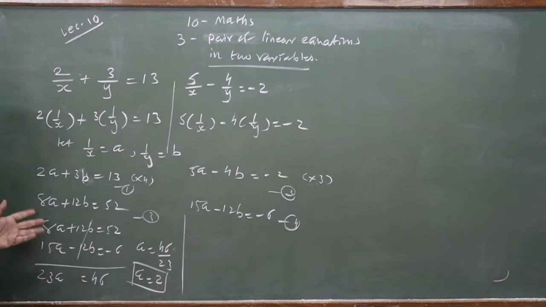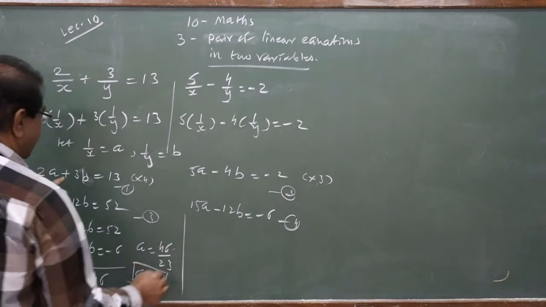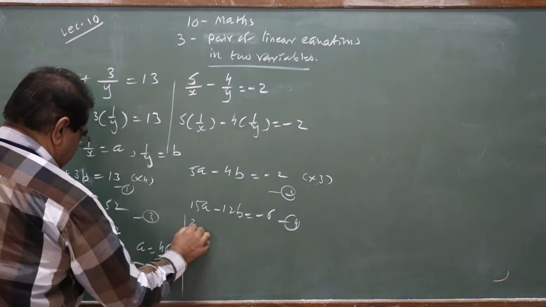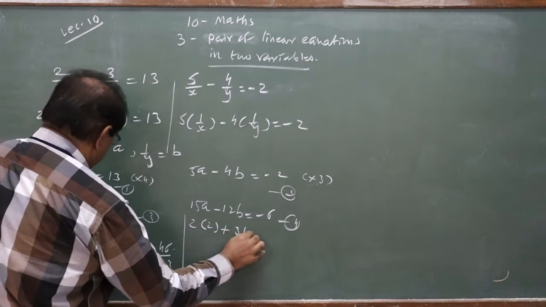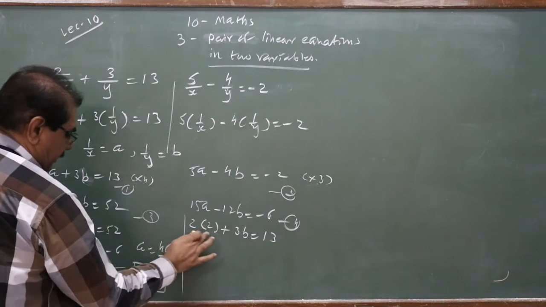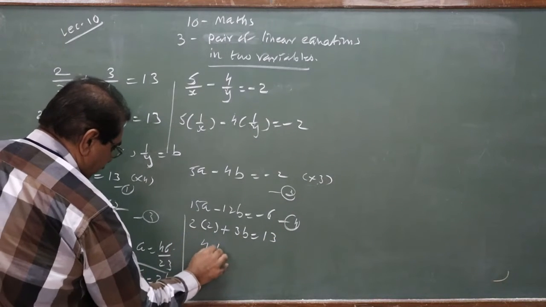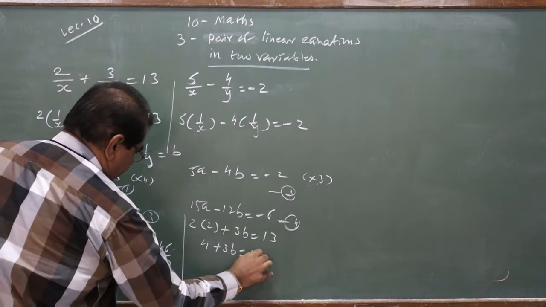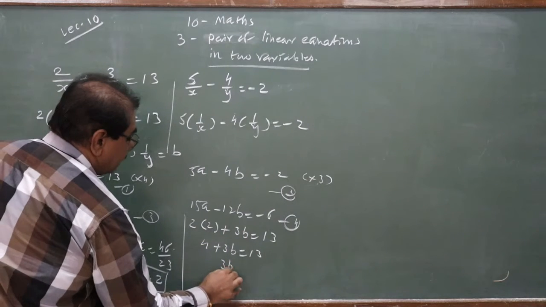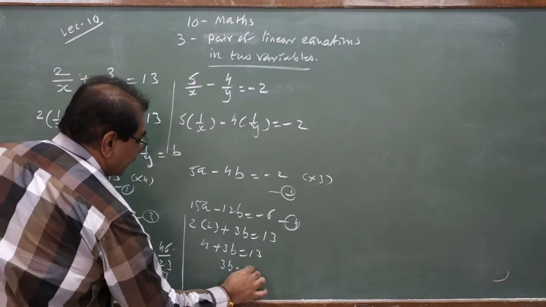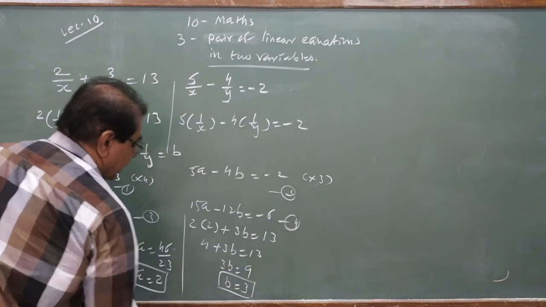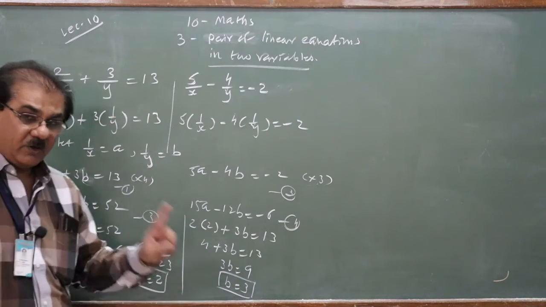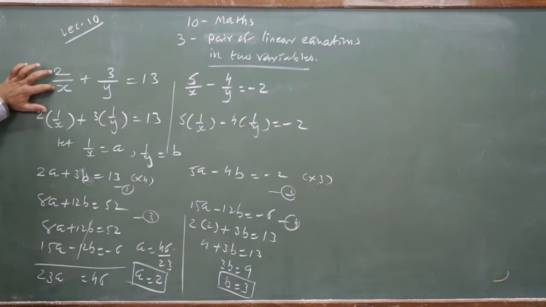Now in any of the equations, you put the value of a and get the value of b. Suppose I take this in equation number 1. 2 into a means 2 times 2, 2 2s are 4. So 4 plus 3b is equal to 13. So 3b is 13 minus 4, it is 9. So b is equal to 9 upon 3, which is 3. But remember, a and b are not the variables of the equation. The variables are x and y.